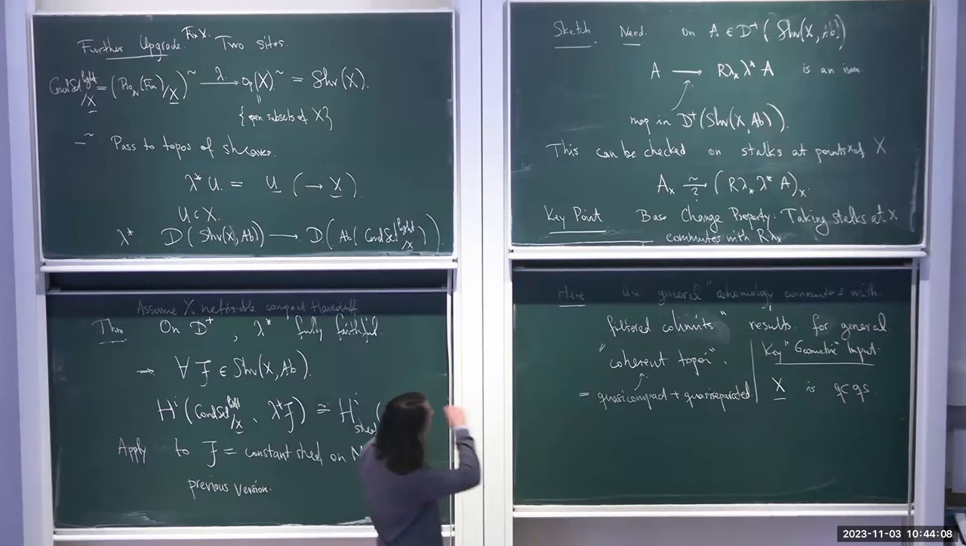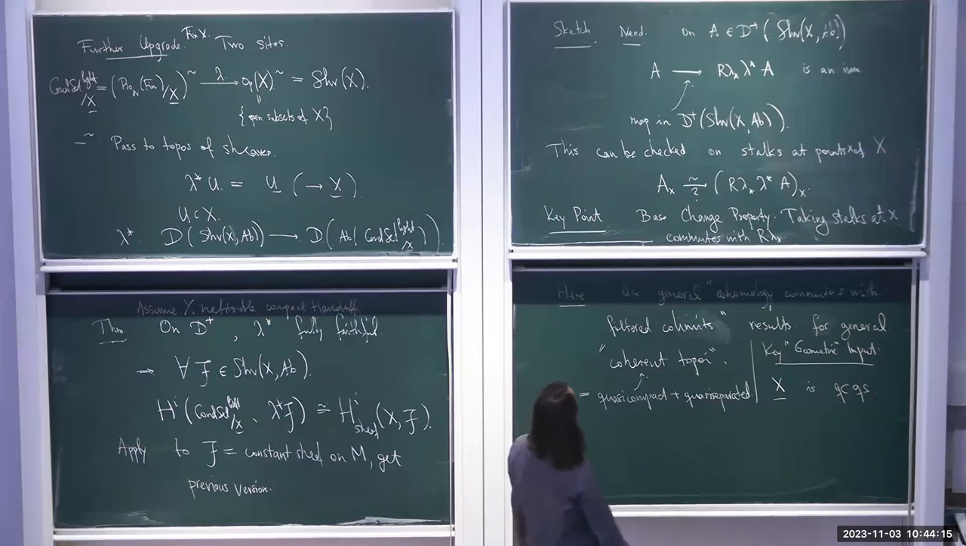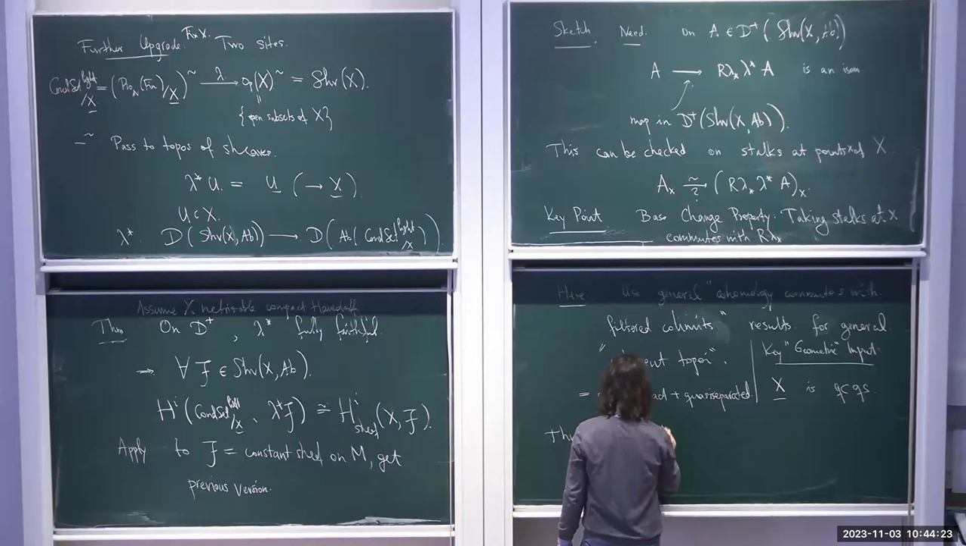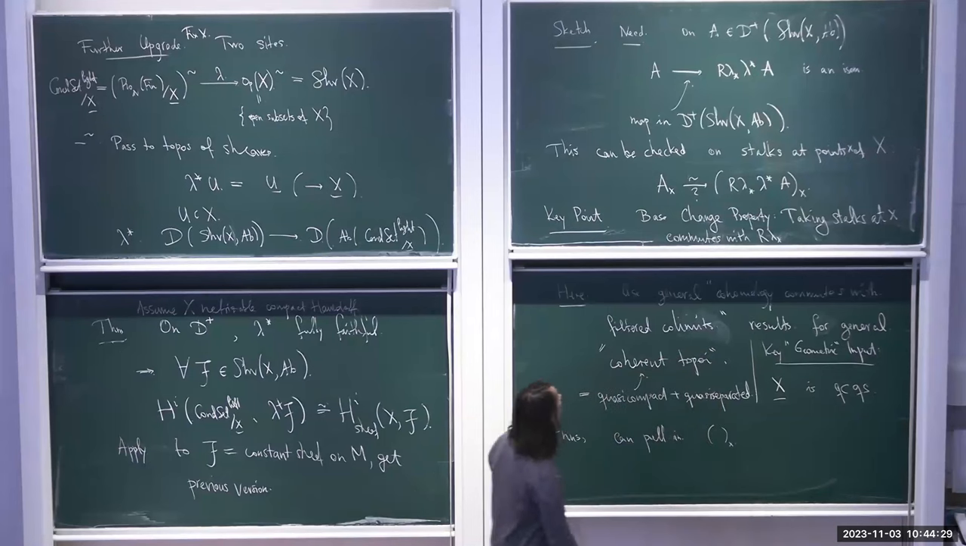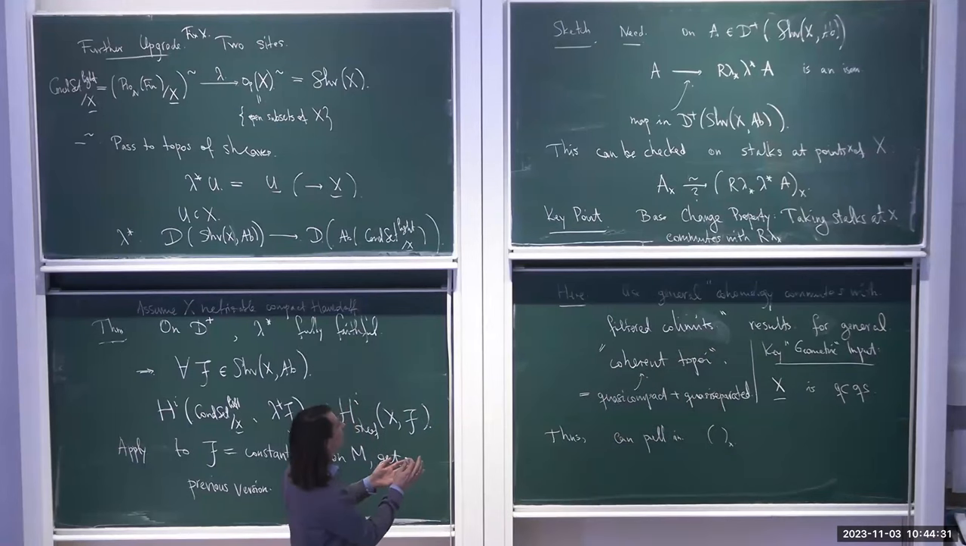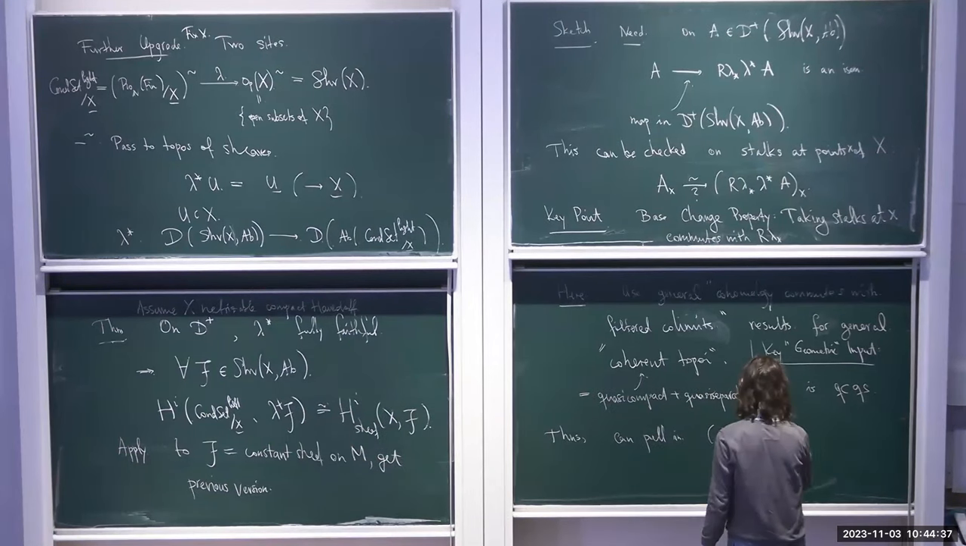Thus, we can pull back, taking the stalk at X. And now this basically means that we've reduced to the same statement, but now the space X has just become a point. So this reduces.